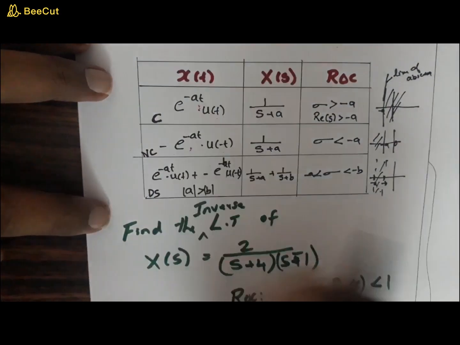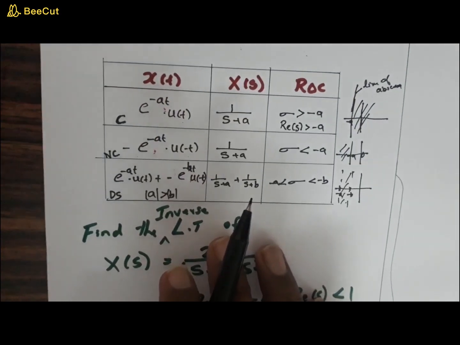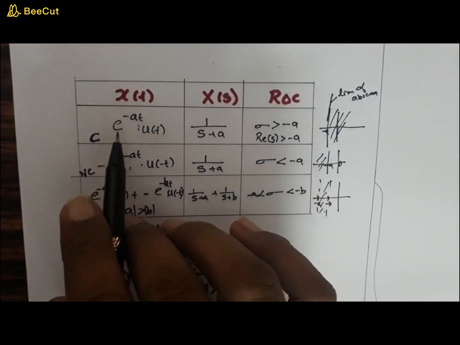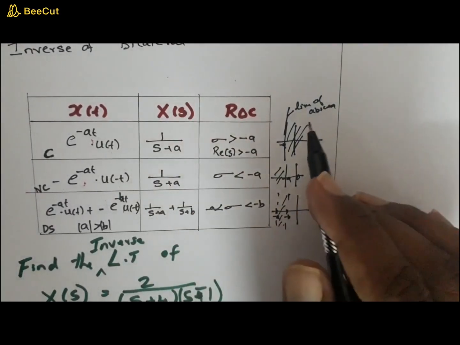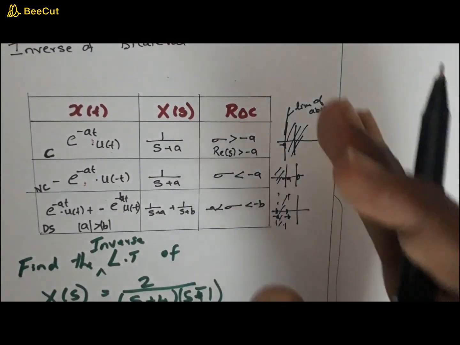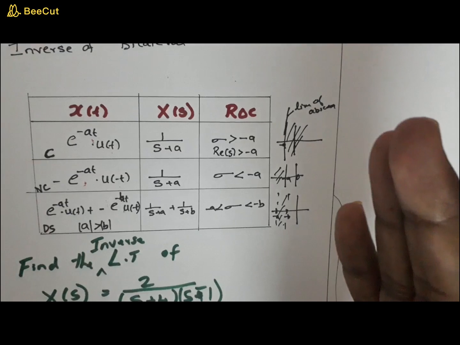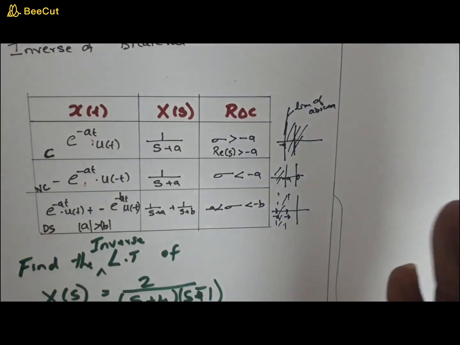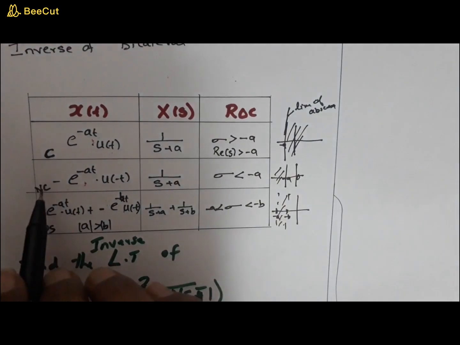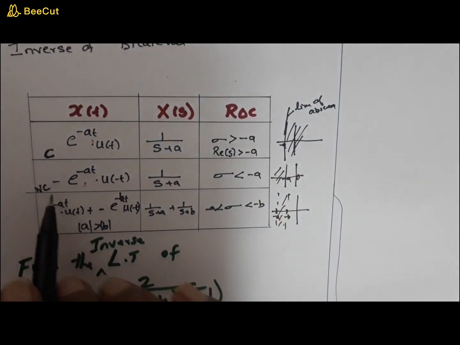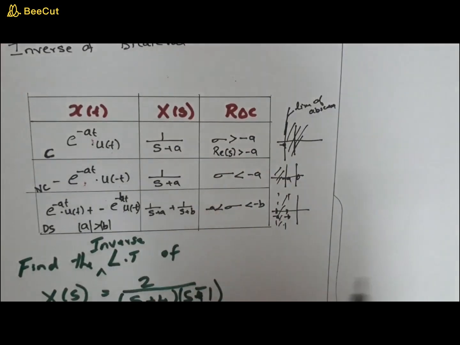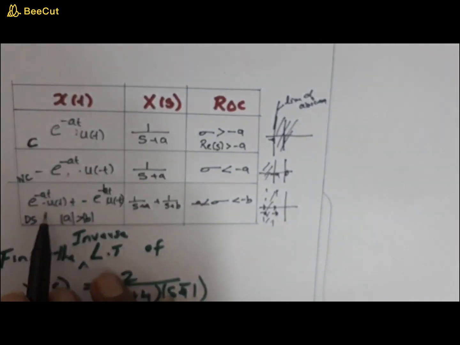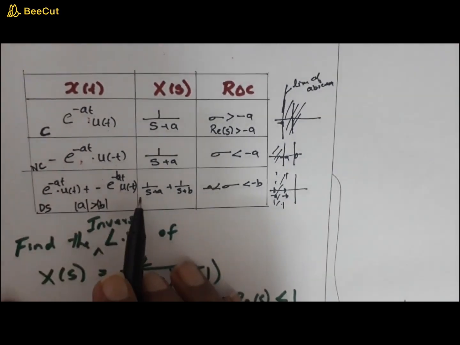Okay, so if you try any causal signal, not only this, any causal signal, you are going to get an ROC which is greater than a particular value. So that means it will always be on the right side of a particular point. Now whenever the signal is a non-causal signal, that's going to be on the left side. That means it has to be less than a particular value. And if the region lies in between 2 points, just as in this example, then that signal is a combination of causal as well as anti-causal.